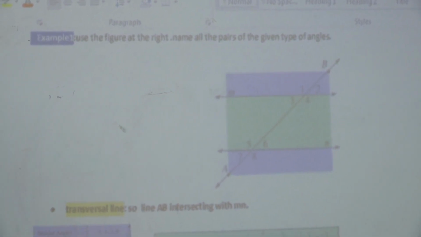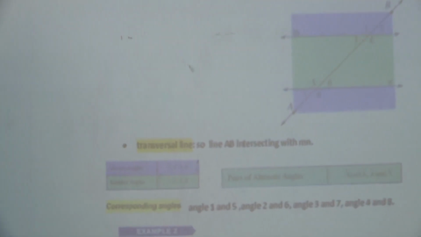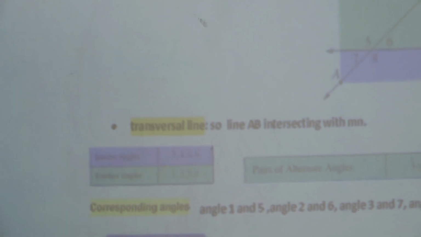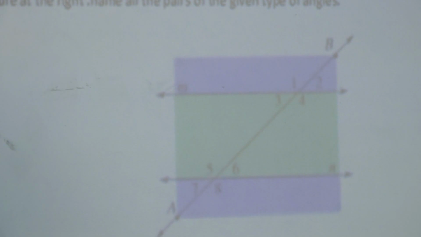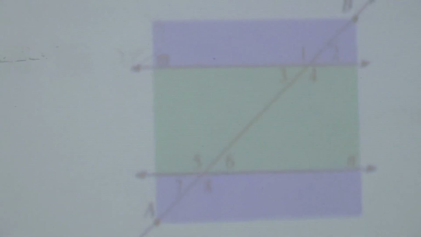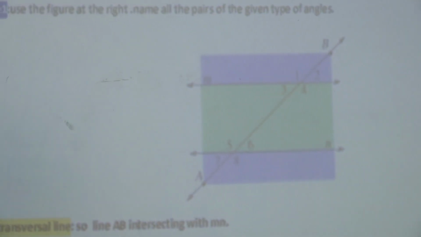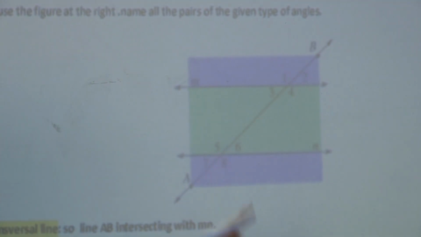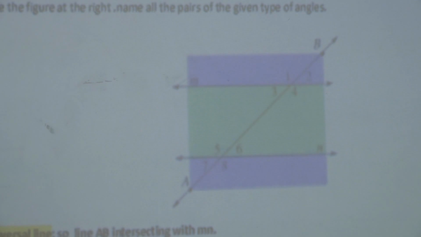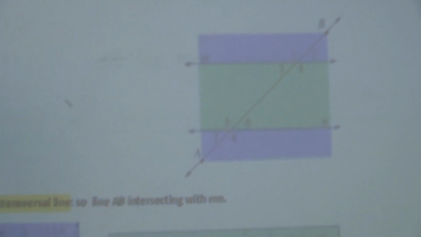So now when I say interior angle, where is an interior angle? An interior angle means an angle inside: angles 3, 4, 5, 6. This is called interior, and exterior angle? What does exterior angle mean? Outside angles. Look, 1, 2, 7, 8. Those are exterior angles.